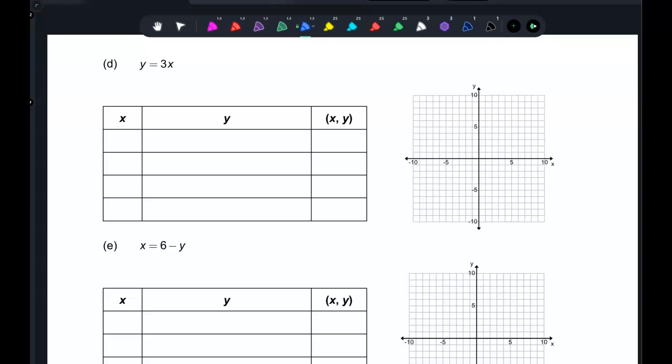Okay, y equals 3x. What should we pick this time? You want to pick 0, 1, 2. Perfect. y equals 3x. Oh, this one's easier. So 3 times 0 is 0. So 0, 0. Then 1, 3. It's the origin. If it's 0, 0, we call that the origin. Good. I remember that. So 1, 3 goes up here.